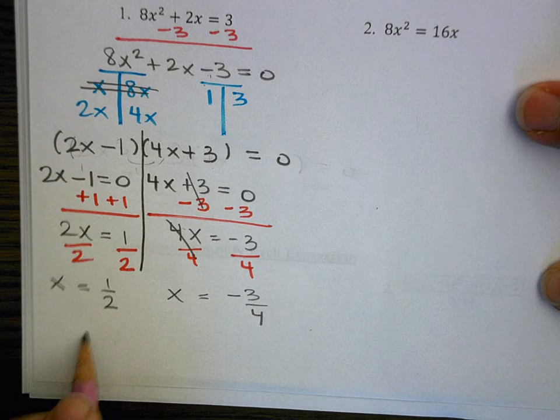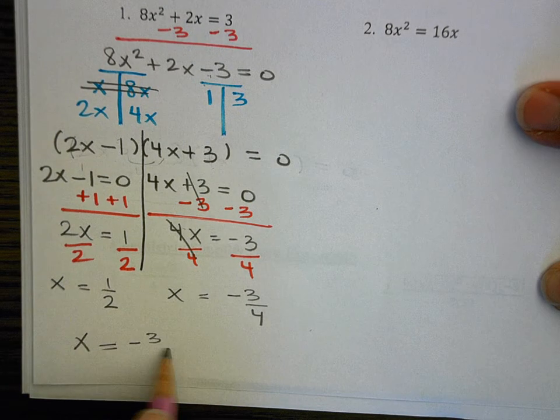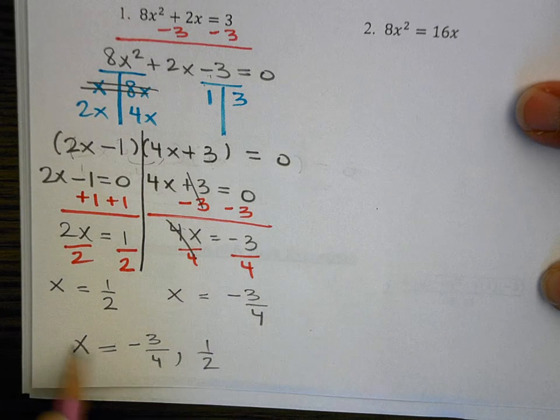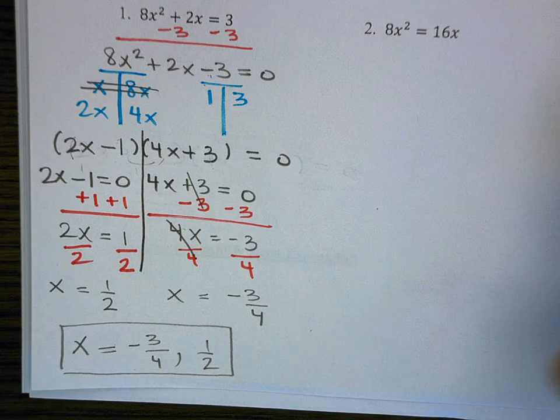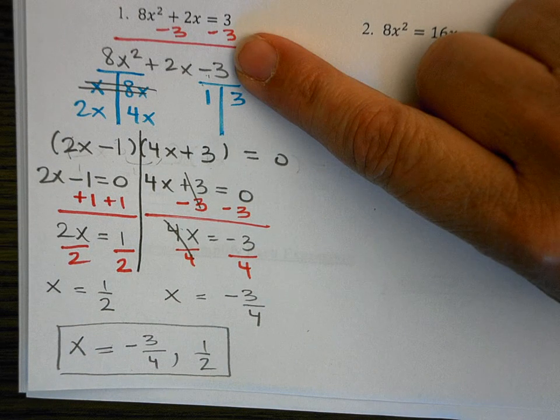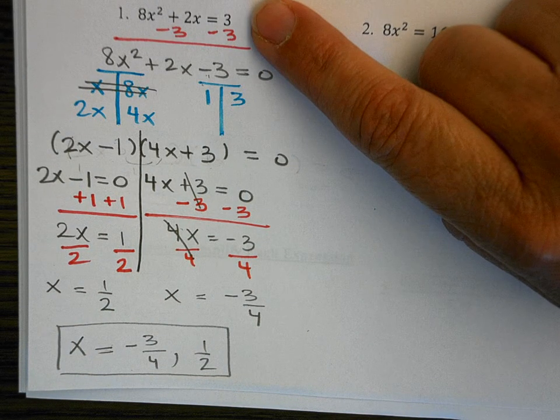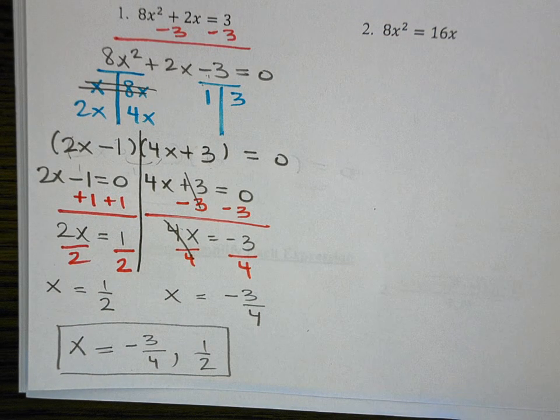So x could either equal negative 3/4 or 1/2. And both of those would be solutions to this equation up here. Okay. All right, and then let's take a look at number 2.